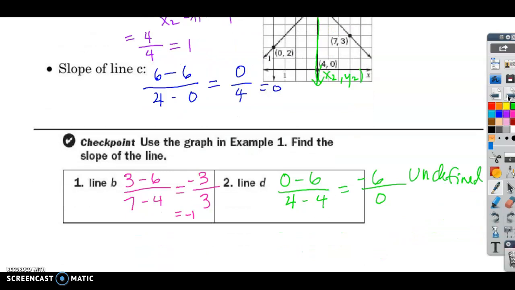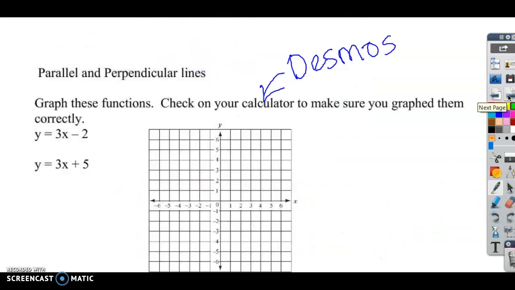All right, so we're going to move on to the next page. And the calculator, if you ever need to use a calculator, that will just be Desmos. So let's go ahead and graph these 2 functions. I'm going to graph the first one. First we graph it by hand, then we check on the calculator.